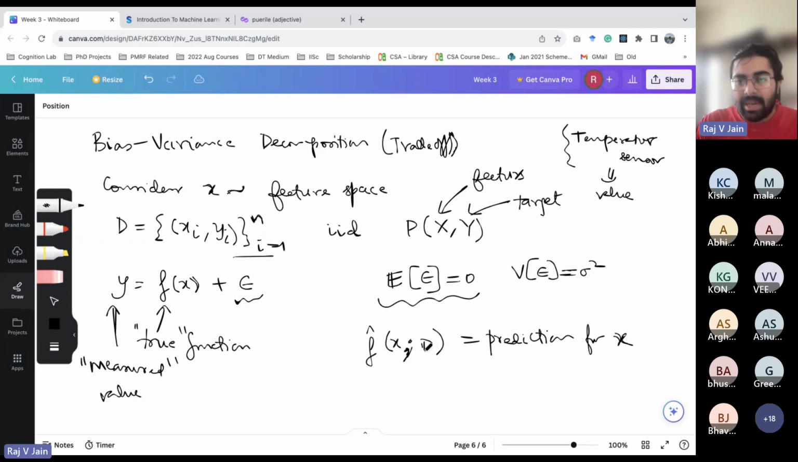Now help me understand, is f hat a random variable or not? It is not a random variable, sir, because it is what is predicted. Based on the model, it's a predicted value. It is not random. Okay, any other thoughts? Since x is a random variable, the output will be a random variable. Okay, so let's consider x as fixed. You will not take x as a random variable. So if x is fixed, then is this a random variable?